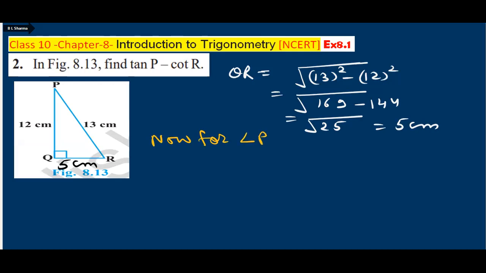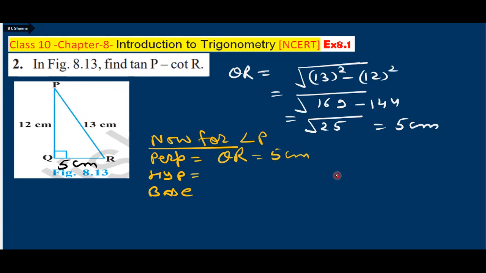Now, for acute angle P, first we determine perpendicular, then we determine hypotenuse, and then base. What is perpendicular? Here the acute angle is P. The side just opposite to the angle under consideration. The angle for which we take sin of A, cos of A, tan of A, that angle here is P, and the side opposite to it is QR. So here perpendicular for acute angle P is QR, and that is 5 centimeter.